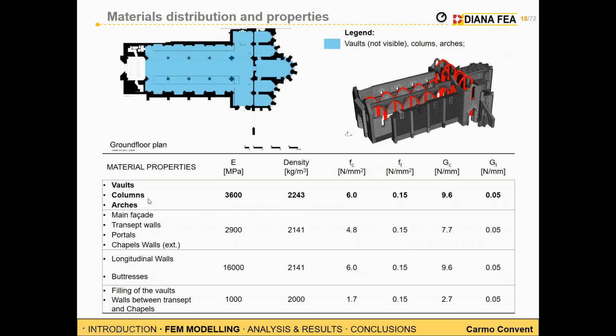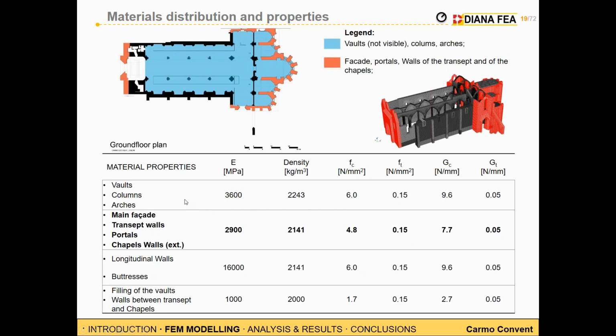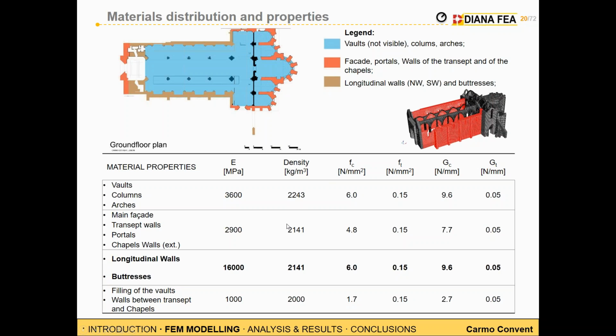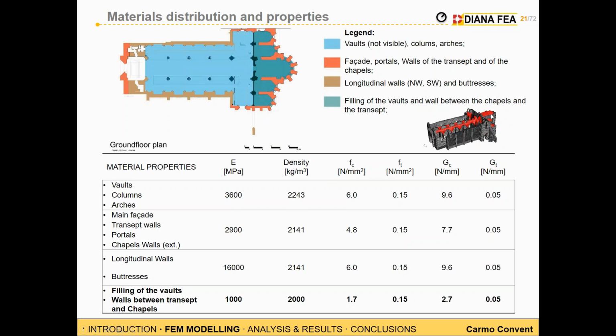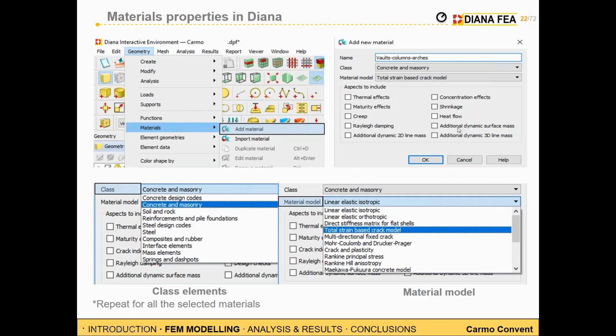For example, we have the properties for the vaults, column, arches, the properties for the main facade, the transept, and the chapels, for the longitudinal walls, and also for the filling of the vaults and of the arches. Okay, but now we have to import all these properties in the Diana environment. I think these tools are very powerful, because Diana has a lot of material libraries already implemented in the graphical interface, and therefore we can go from geometry to material, add material.